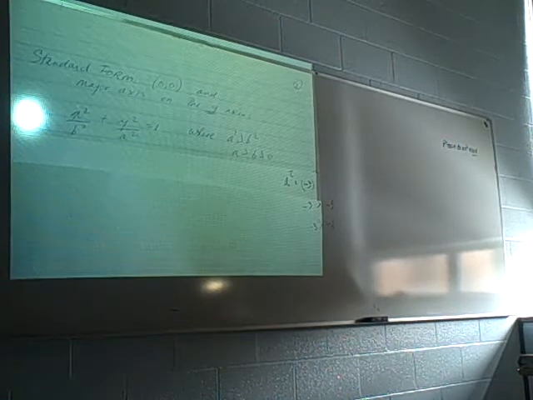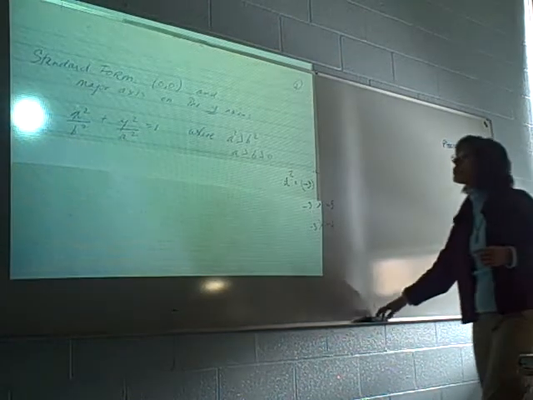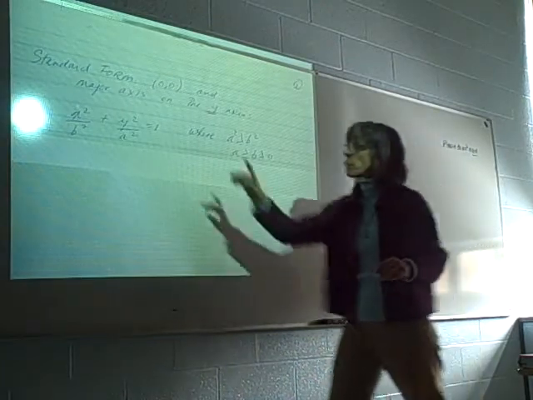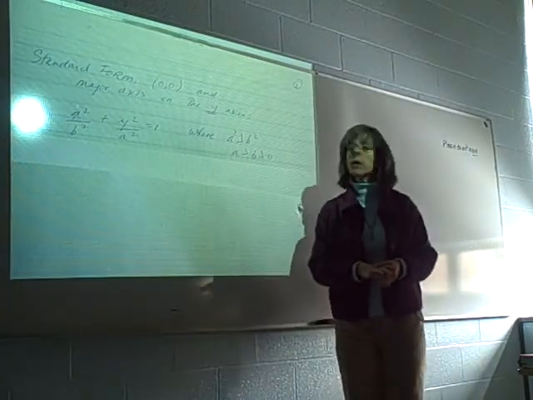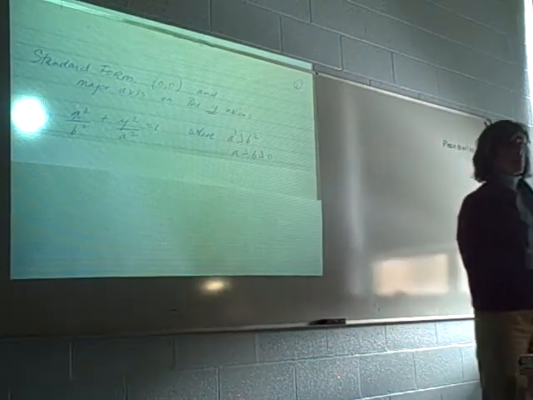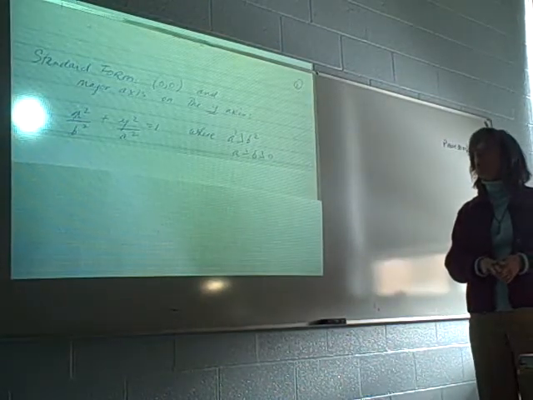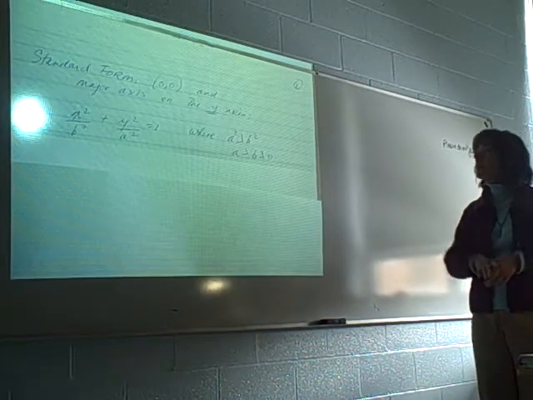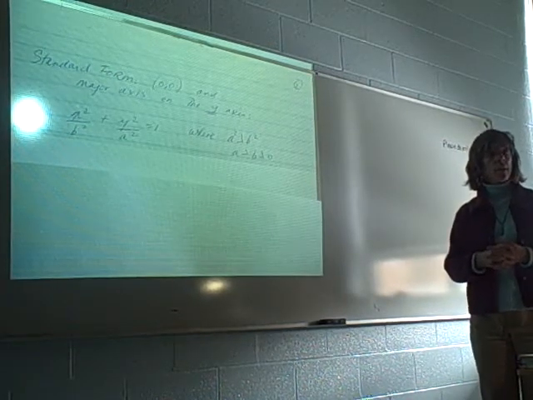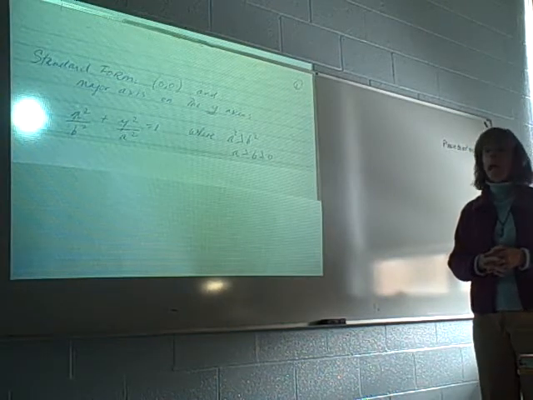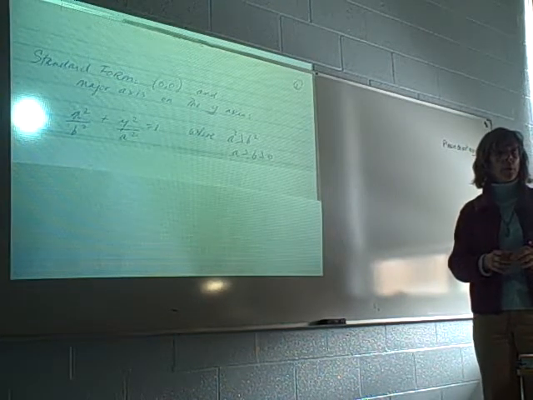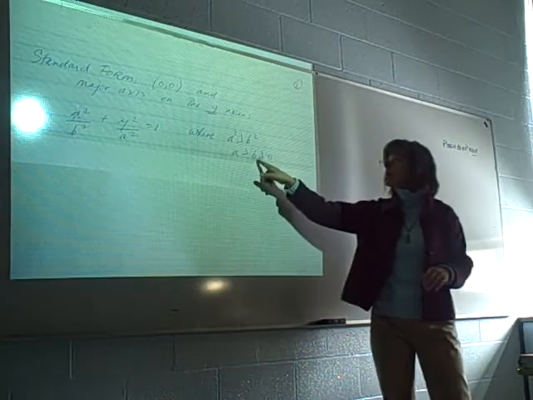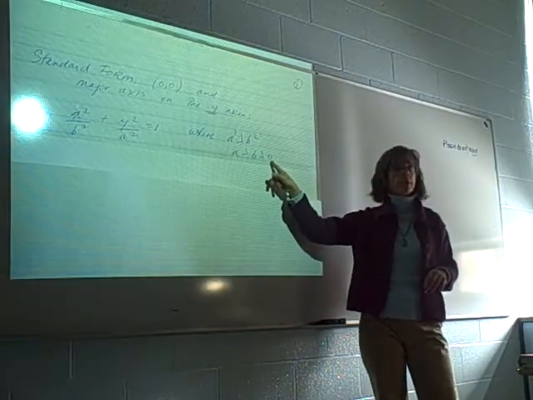Which axis? X. And this is when the major axis is on the y-axis. I'll read this to you. This is x squared over b squared plus y squared over a squared equals 1, where a squared is greater than b squared, and a is greater than b, which is greater than 0.